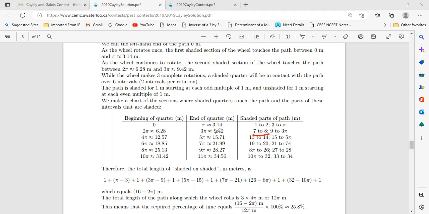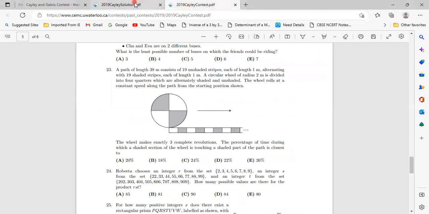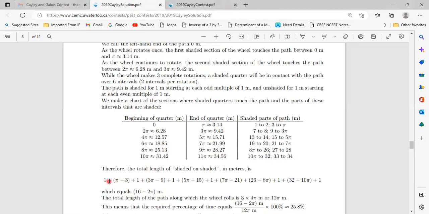And you will have 5 pi minus 15, like that. It goes on up to 32 minus 10. Altogether, it equals 16 minus 2 pi. That is not given in the question; it's what you get when you simplify everything. You add 1 plus 1 plus 1 plus 1, like that you have 16 ones. So if you add it and simplify, you get 16 minus 2 pi.